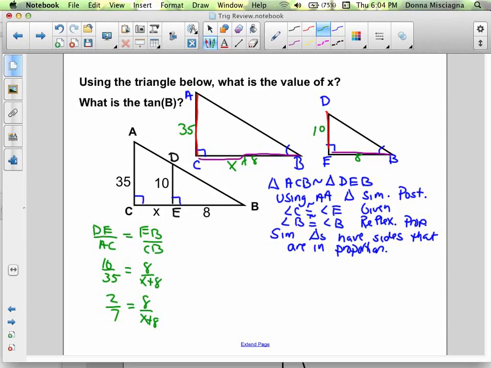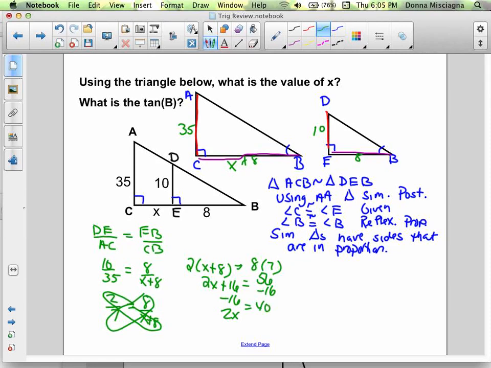some practice with distributing. So here, one thing that is true about proportions is that their cross products are equal. So I can multiply 2 times x plus 8, and that would be equal to 8 times 7. At this point, if you wanted to divide both sides by 2, you could. I think I'll just leave it and solve it the way it is, and then we can reduce afterwards. So 2 times x is 2x, 2 times 8 is 16, 8 times 7 is 56. Subtract 16 from both sides. So 2x equals 40, and then if I divide by 2, x is 20.